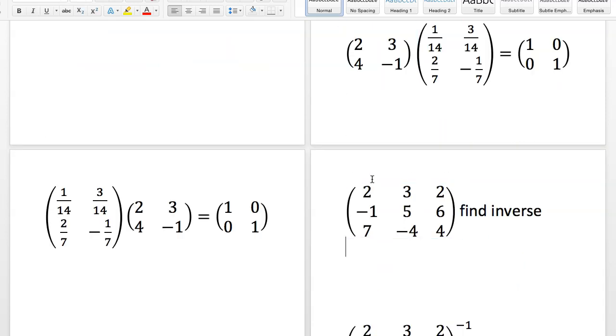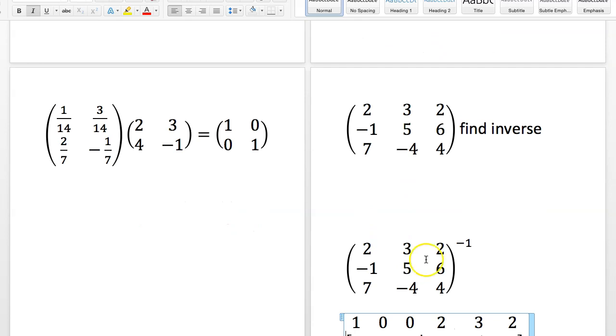So let's find the inverse of this guy right here: 2, 3, 2, neg 1, 5, 6, 7, neg 4, 4. So let's find its inverse. So here we go. And again, the -1 means that's the inverse, but that's the denotation of the inverse. But what does it look like?